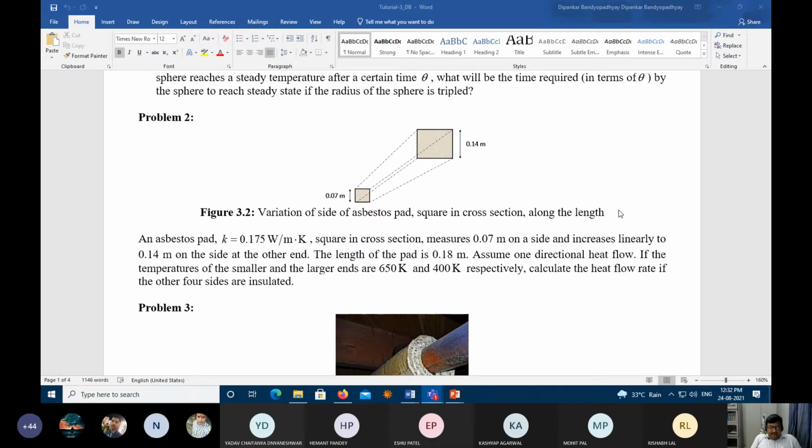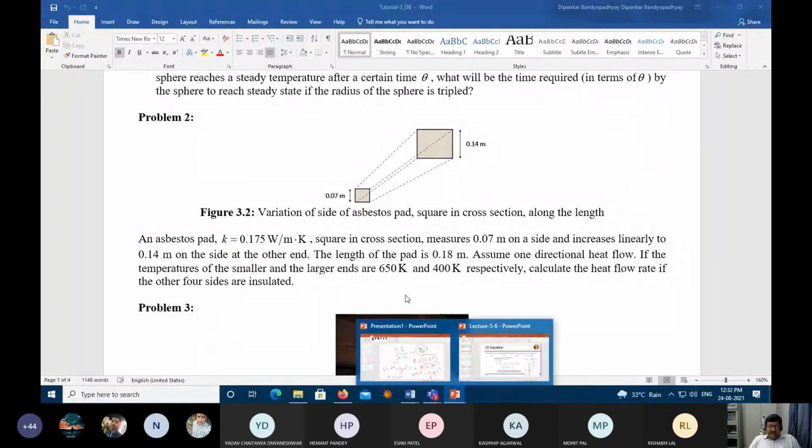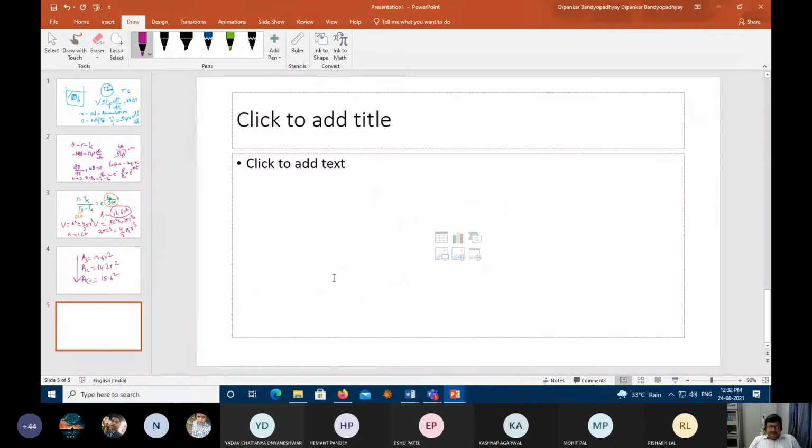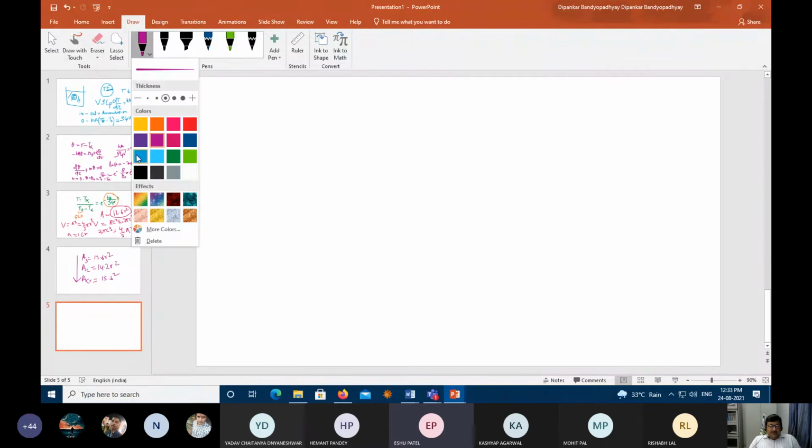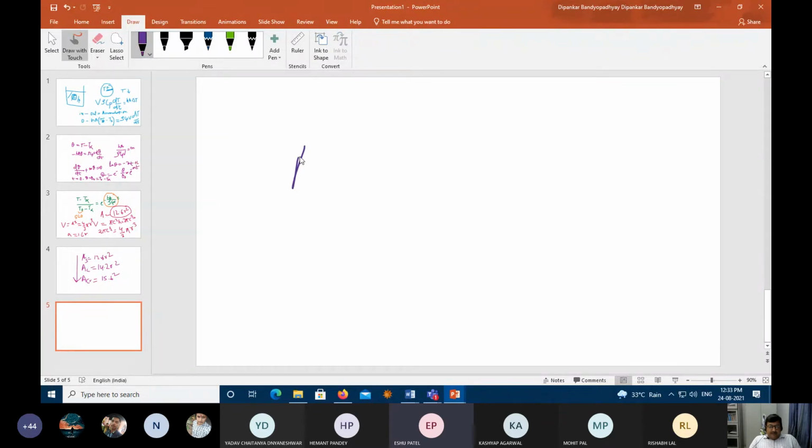Let us keep interacting. What is the variation of area with respect to x, right? That is my first bone of contention, correct? So it is varying linearly. The side of the square at one end is 0.07 and at the other end is 0.14. So what is the area at one end? It is 0.07 into 0.07, so 0.0049. What is it at the other end? At the other end it is 0.14 into 0.14.